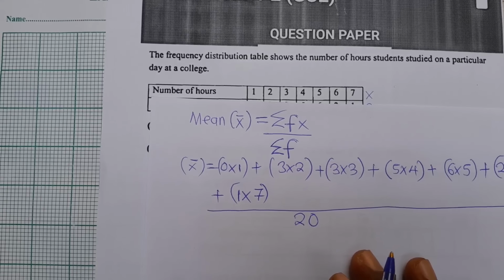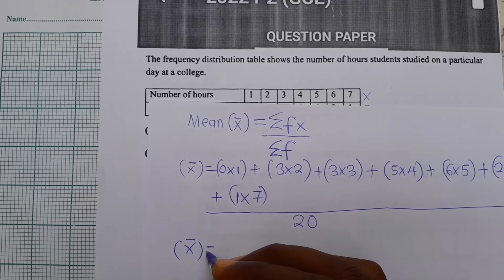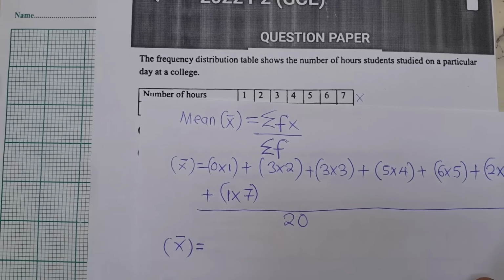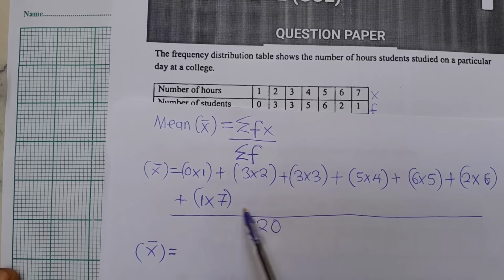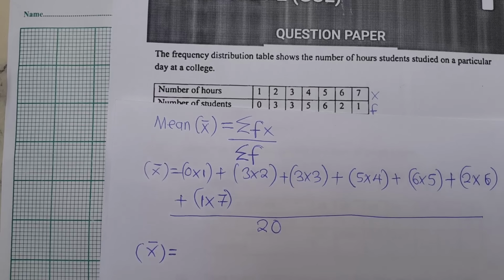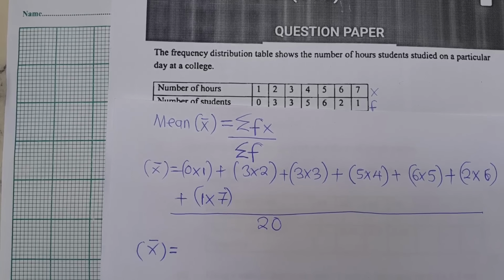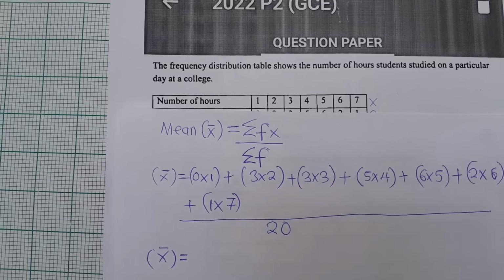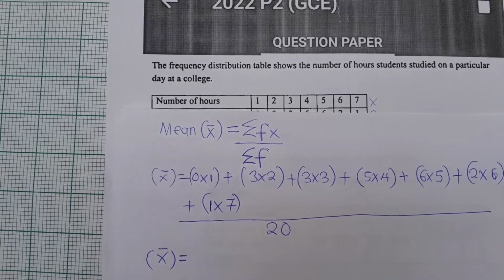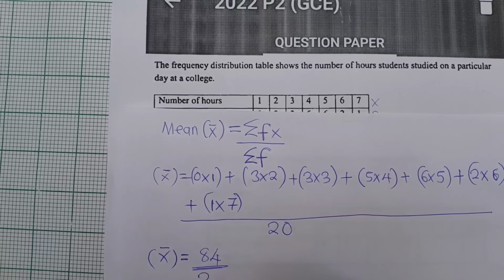So what is the mean according to this particular question? I punch everything on my calculator the way I've written it. When you are punching this, you are not supposed to include these brackets. On the mean, don't include the brackets. Just go straight. So let's punch this together. We are going to get 84. So 84 over 20.